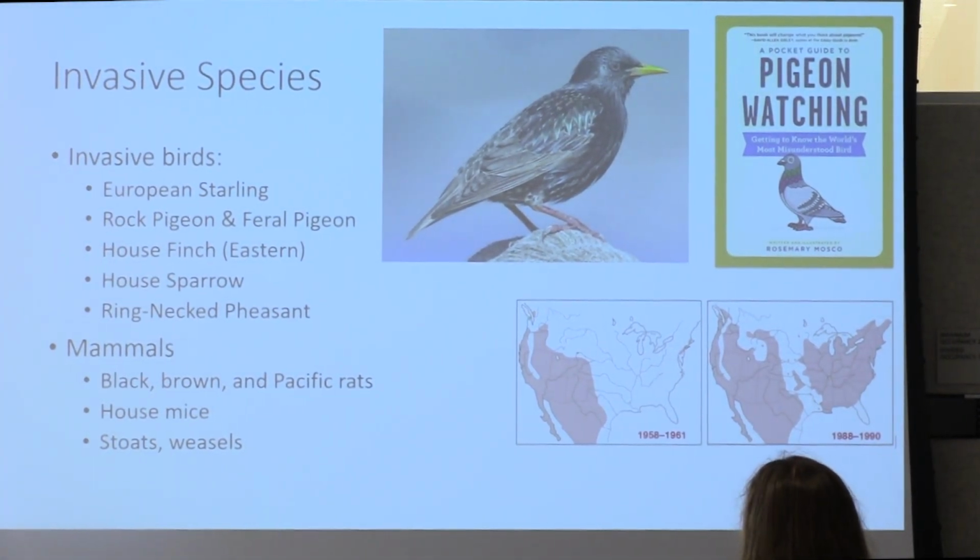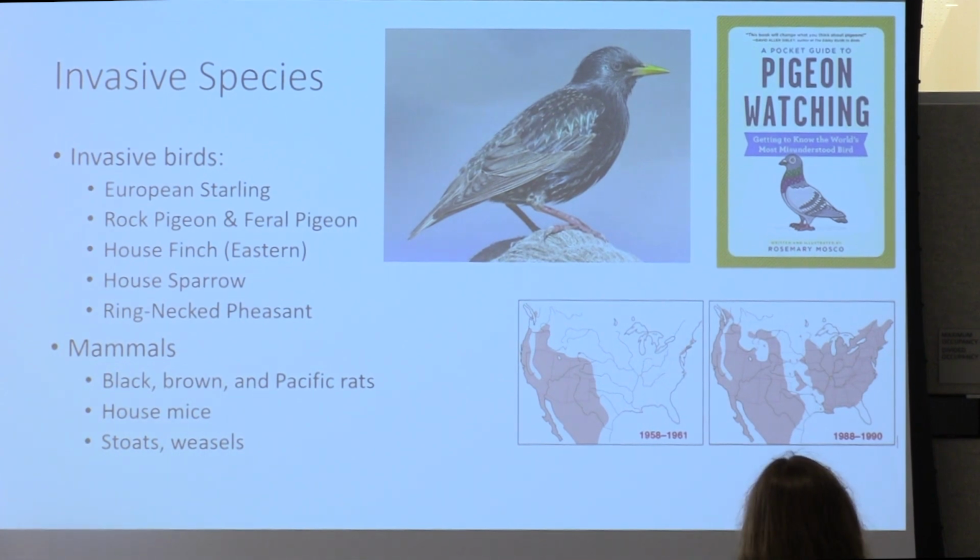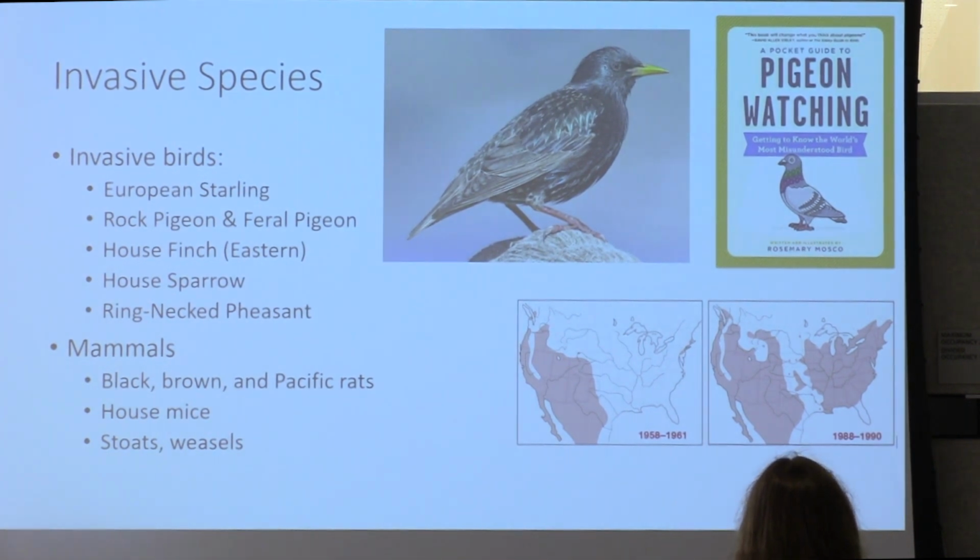Rock pigeons and feral pigeons were brought to the US in the 17th century by European colonists. There's about 8.4 million of them, and they thrive in areas of really high disturbance. So they do great in cities, which shows because they're everywhere in cities.